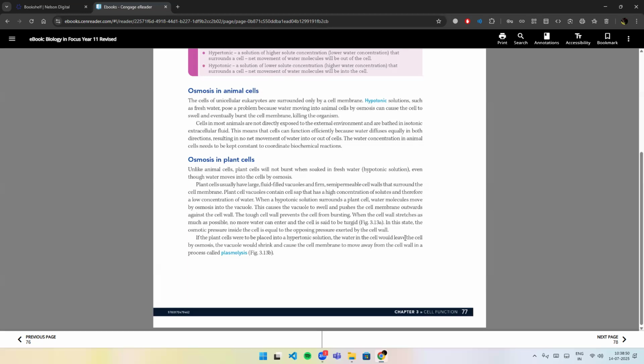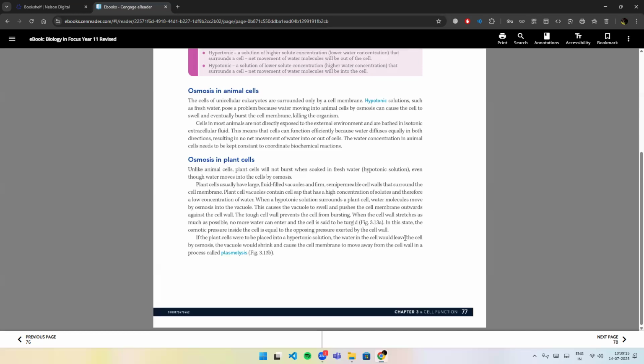Osmosis in plant cells. Unlike animal cells, plant cells will not burst when soaked in fresh water, even though water moves into the cell by osmosis. Plant cells usually have large fluid-filled vacuoles and firm semi-permeable cell walls that surround the cell membrane. Plant cell vacuoles contain cell sap that has a high concentration of solutes and therefore a low concentration of water.